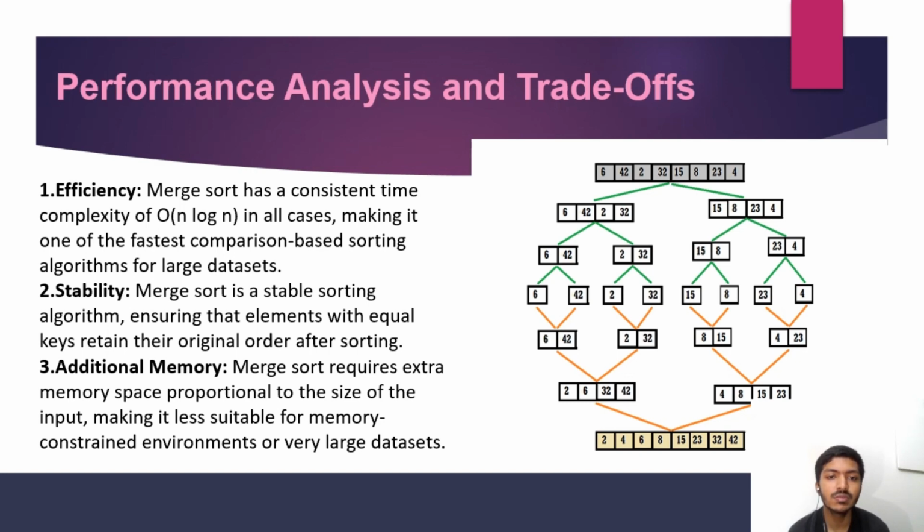Here, in efficiency, merge sort has a consistent time complexity of order of n log n in all cases, making it one of the fastest comparison-based sorting algorithms for large datasets. Now, for stability, merge sort is a stable sorting algorithm ensuring that elements with equal keys retain their original order after sorting. Now, its disadvantage, additional memory. Merge sort requires extra memory space proportional to the size of the input, making it less suitable for memory constrained environments or very large data sets.